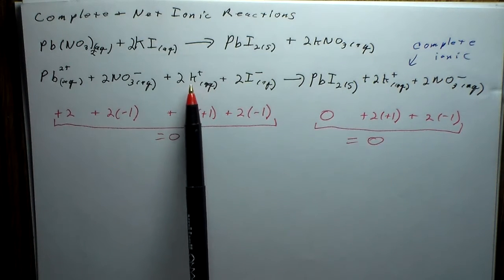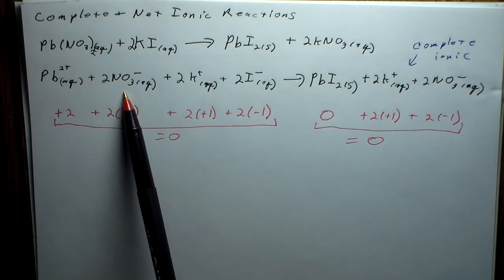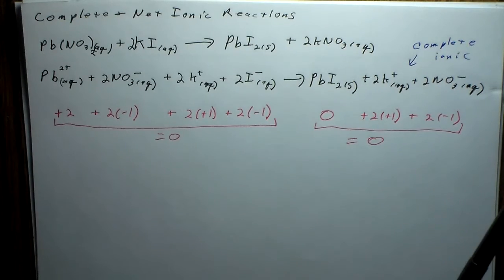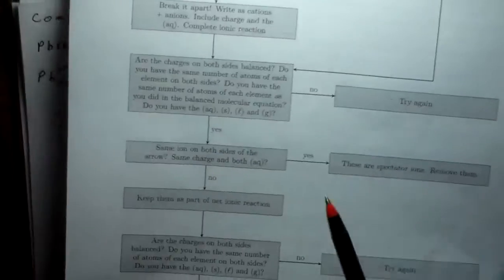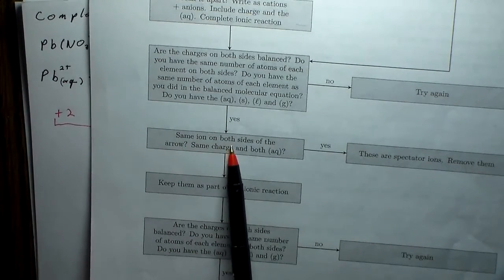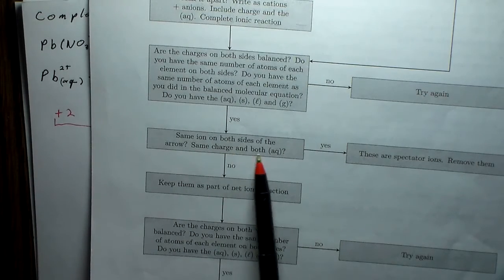So what's going on here is that the potassium and my nitrate ions, nothing has happened to them. They're still just floating around in solution, completely oblivious to what's been going on around them here. Okay, so this is where we start going into the spectator ions. If we have here the same ion on both sides of the arrow and the same charge, and both of them are aqueous.